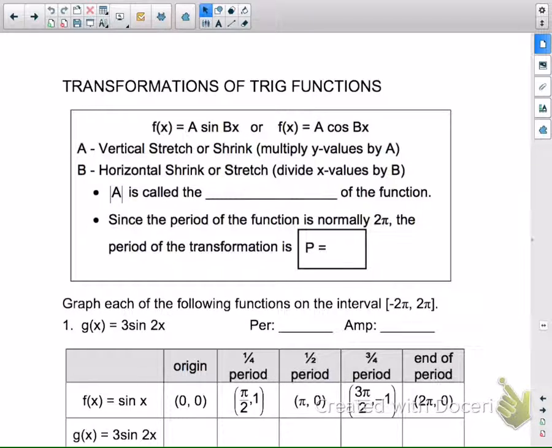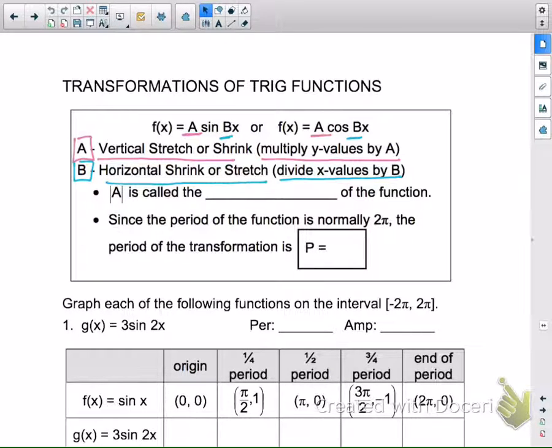A couple things. If you see an A value out front of either a sine or a cosine, that's a vertical stretch or shrink, which means you're going to multiply the y values by that A value. Inside, after the cosine and after the sine, you can see a B value. The B value is what we call our horizontal shrink or stretch, and you divide your x values by B. Now, both of these have a use in figuring something out about our trig function.